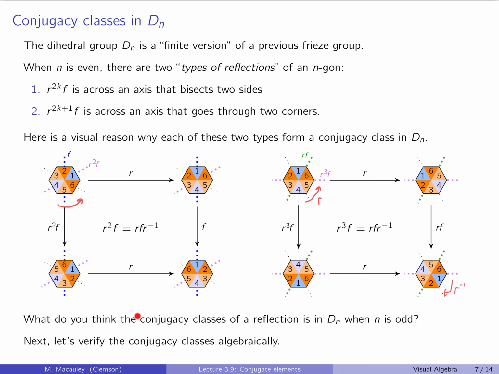So what do you think the conjugacy classes of a reflection is in D_n when n is odd? We'll answer that later if you don't already see the answer.